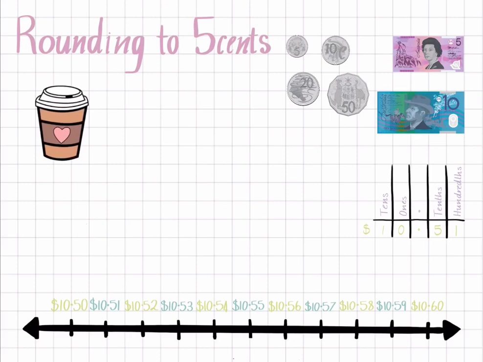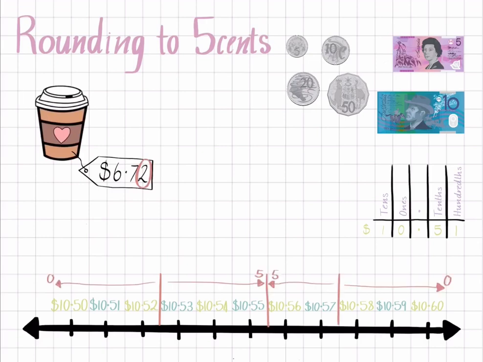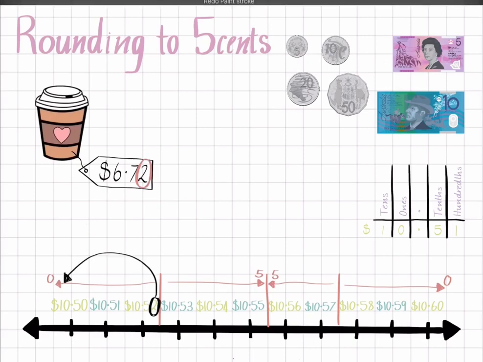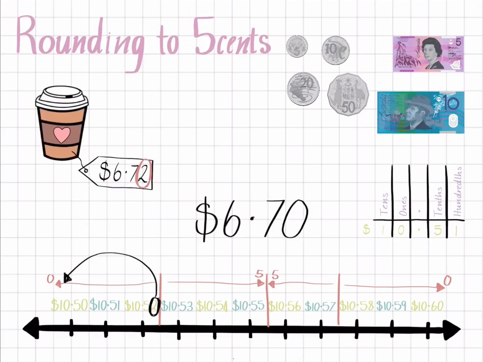If I was going to Zarraffa's to get my coffee, it might cost me $6.72. So when I look at my hundredths column, I can see that there is a 2 in it. So I'm going to look at my number line again. I'm looking at my numbers from my first question, and I'm looking at the 2. So I know if there is a 2 in my hundredths column, I need to round back to the 0. So my total that I will pay with will be $6.70. So there are some examples of how you round money in Australia.